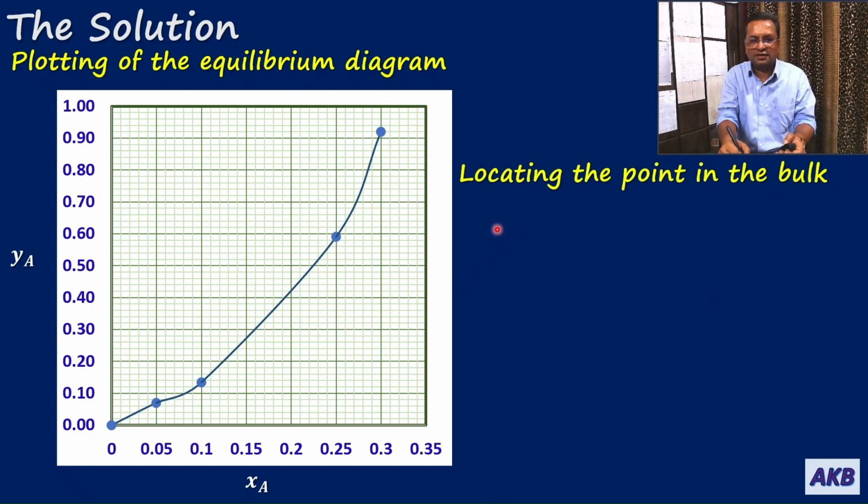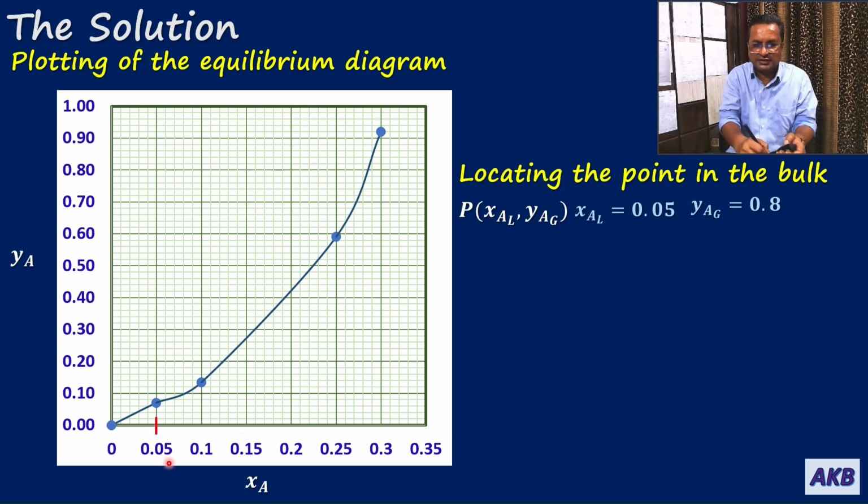Now after we have the equilibrium curve, first task is we will be locating the point in the bulk. Let that point be denoted by P and it will have coordinates XAL and YAG. XAL is given to us, it is 0.05. YAG is also given to us, it is 0.8. So let us locate it. XAL is 0.05 and YAG is 0.8, so point P will be located over here.